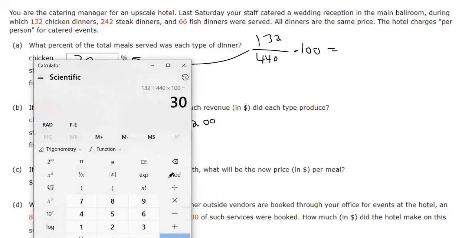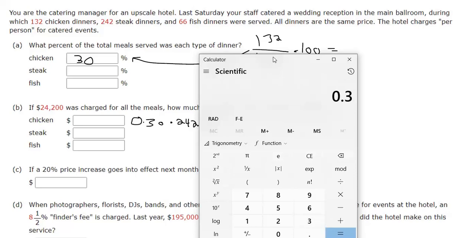Okay, we wouldn't be able to say that if each meal was a different price. So there's the decimal form. So that's how much revenue is produced by the chicken.